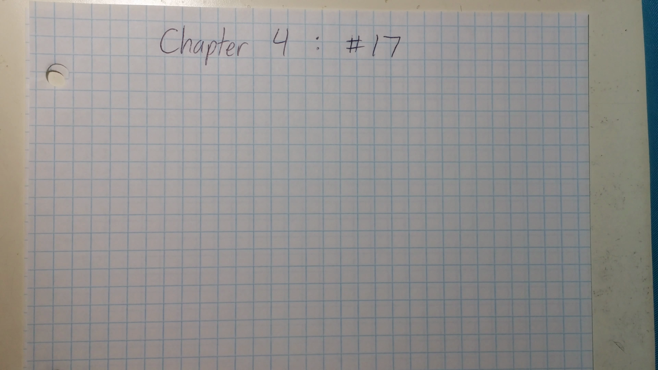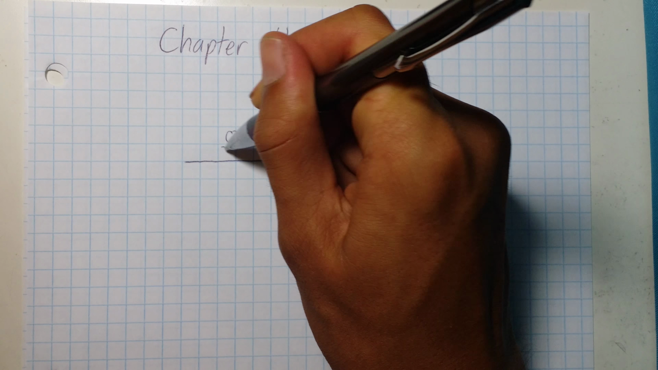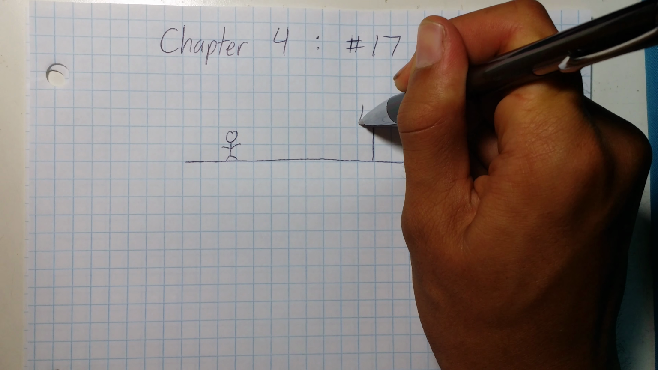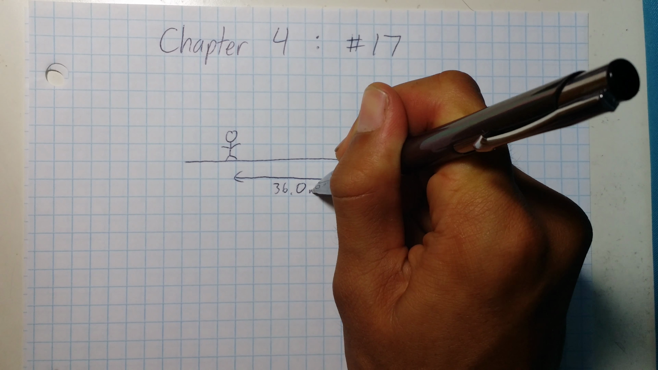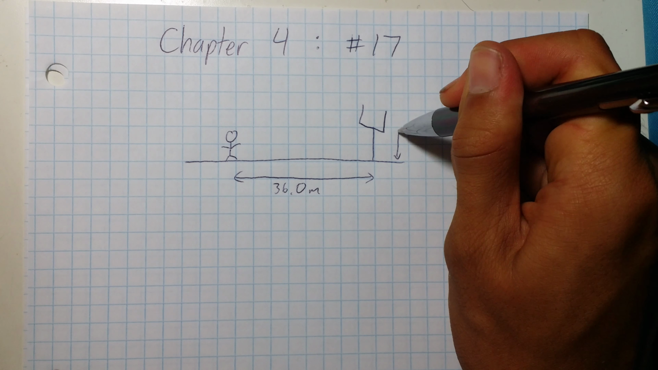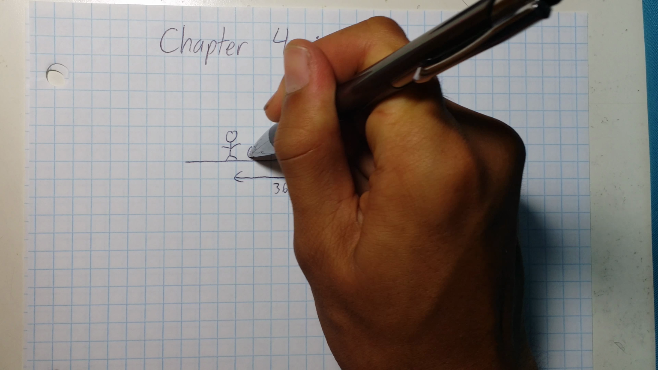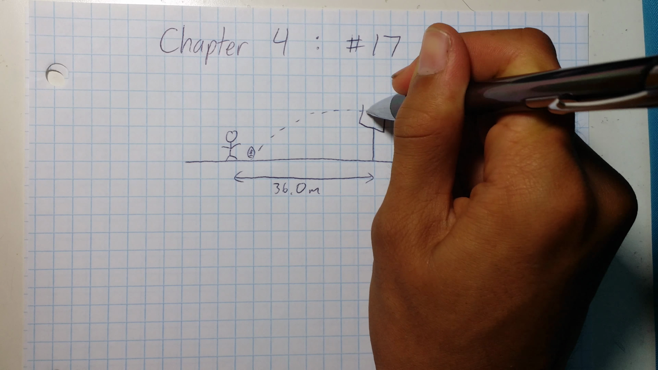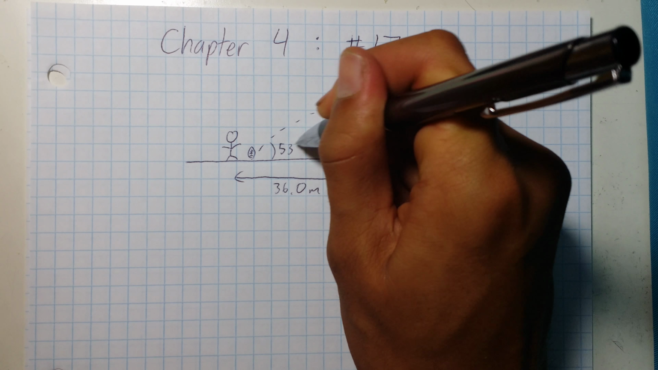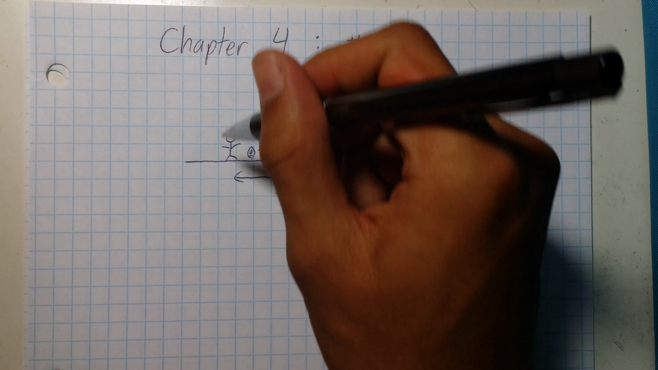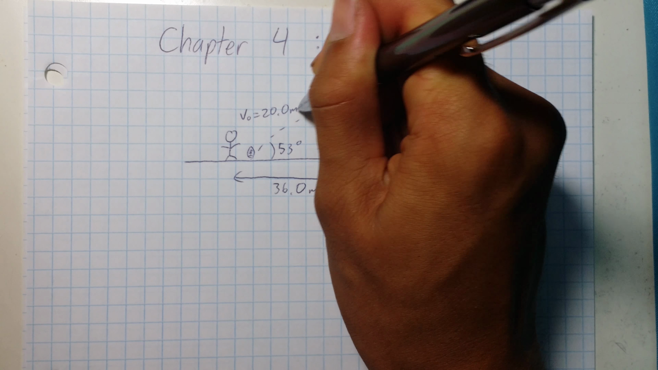So this question states that you have a kicker who is 36 meters away from a goal. It also tells us that the crossbar is 3.05 meters high. So the kicker is going to kick this ball, hopefully over the crossbar. It is told that it is kicked at 53 degrees above the horizontal. And it tells us the velocity is equal to 20.0 meters per second.